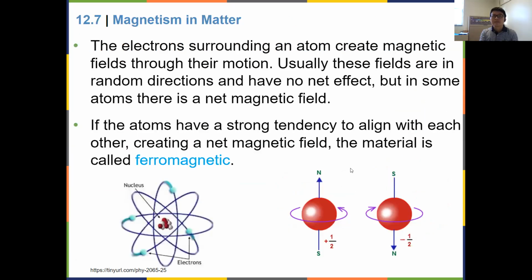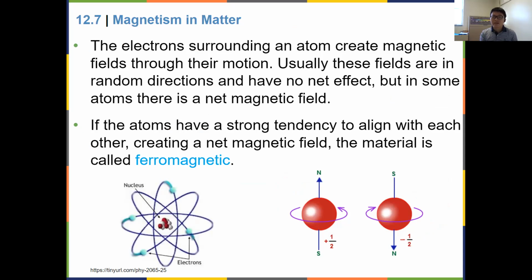All right, let's move on to the last section here. What are some of the materials that have magnetism? All magnetism in materials: if a material has magnetism, that means the atoms inside the material actually have a certain alignment.